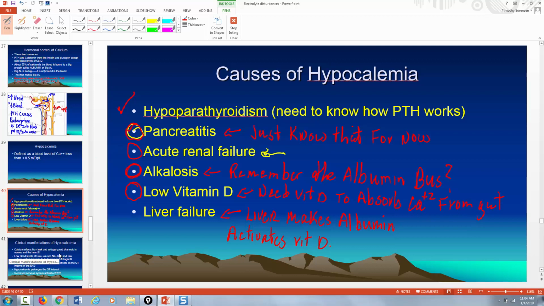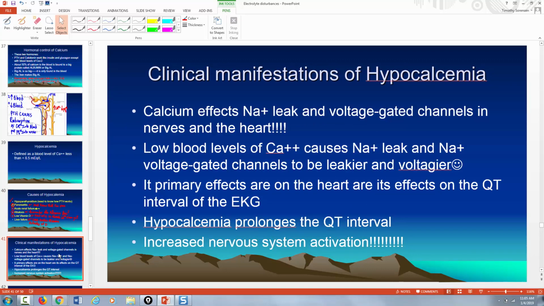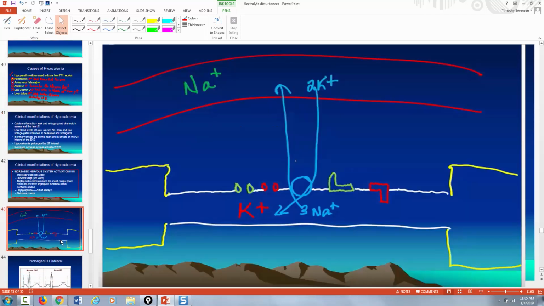All right, now here we go again. Remember, calcium affects sodium leak and voltage gated channels, right? And if we look at the nerve, this is the node of Ranvier. So this is where the electrical impulses, the action potentials in nerves of your brain and your peripheral nervous system, where they start. In order for a nerve to fire, sodium has to leak in through a sodium ion channel.